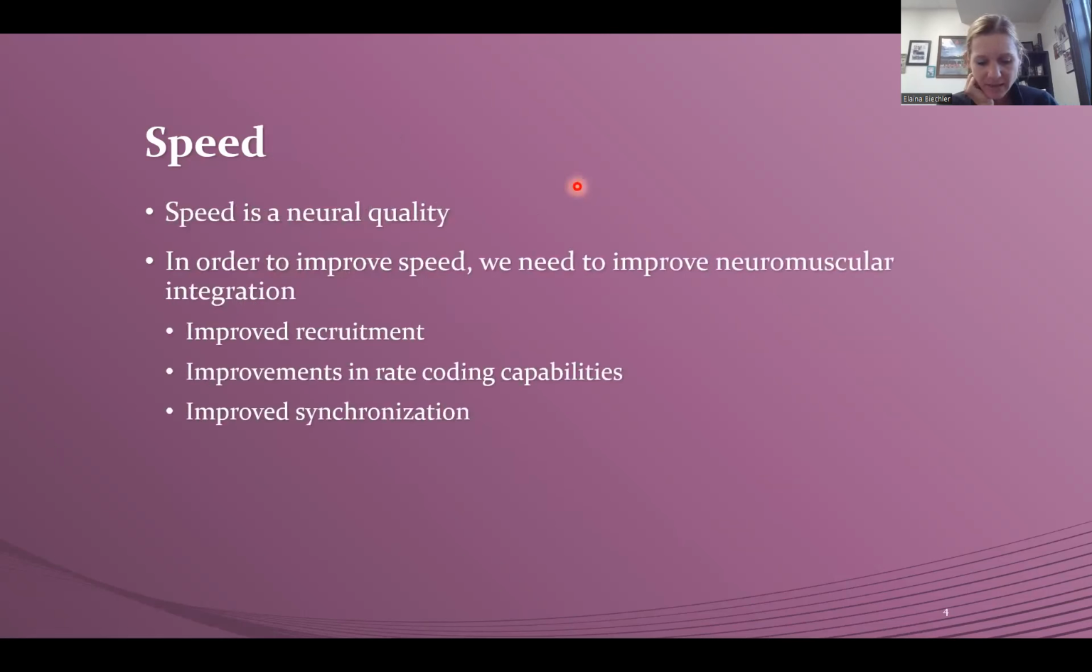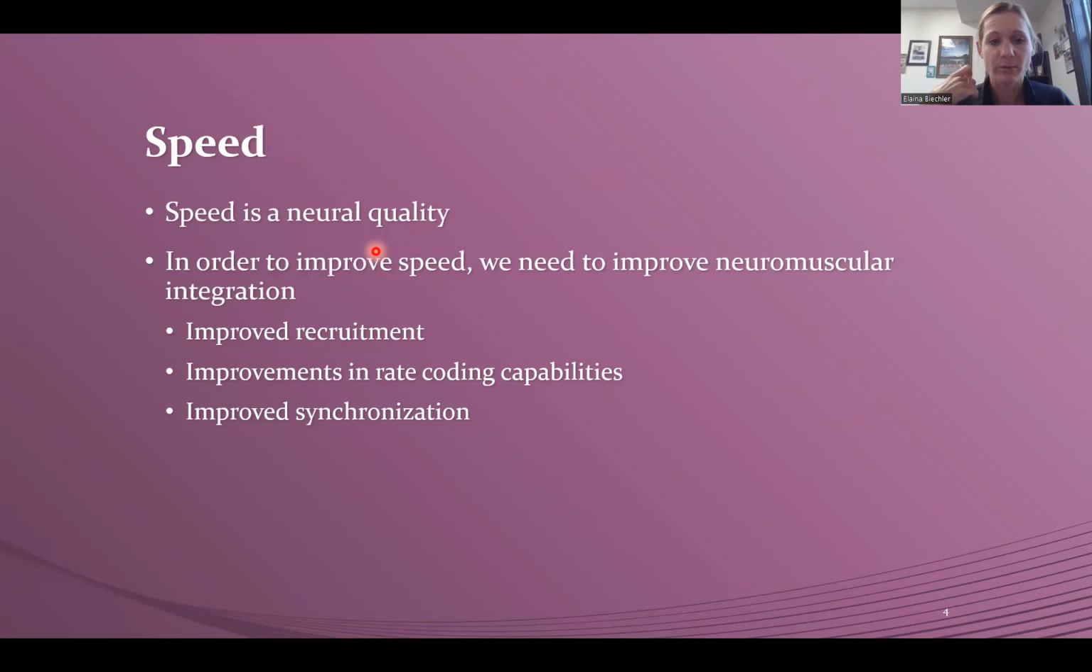So we think about speed. Again, speed is generally a neural quality. Again, we can talk about how we improve strength and how strength relates to power development and how that can cross over into the world of speed. But when we think about speed as it relates to actually running and actually doing that portion of a strength and conditioning program, we need to think about improving that neuromuscular integration.